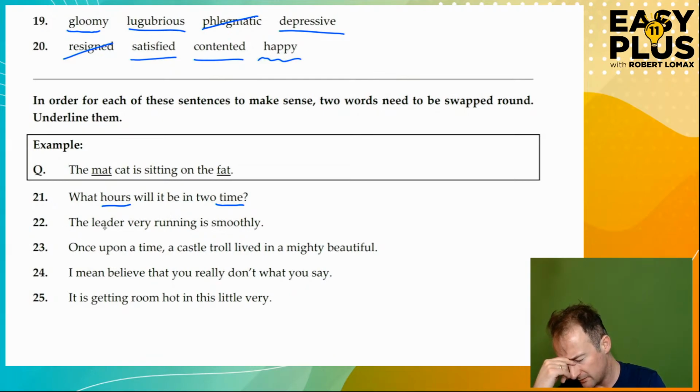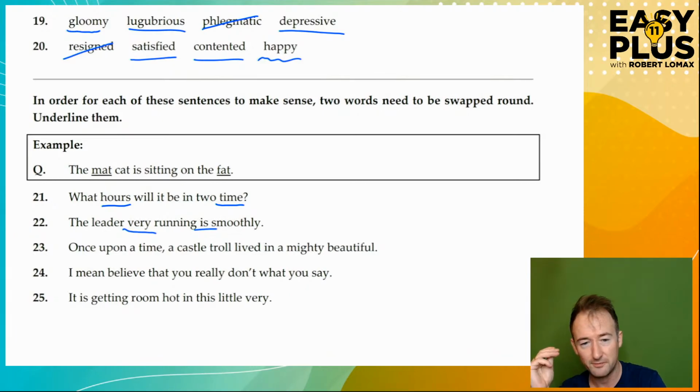The leader, so let's try swapping some things. The very, the running, the is, the smoothly. No, only leader really works. Only leader works as a noun there. The leader very. The leader running, the leader is, what happens if we swap is and very? The leader is running very smoothly.